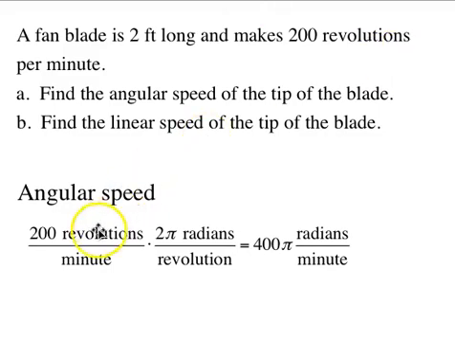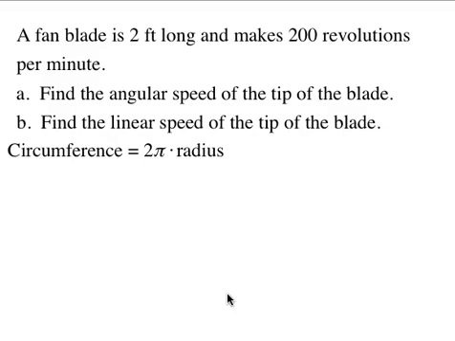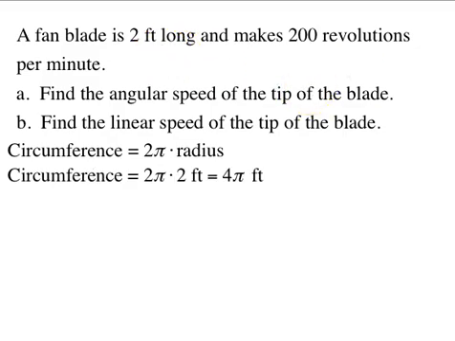So we're going to again start with 200 revolutions per minute, but we've got to convert revolutions to feet. And that's done by looking at circumference. So the circumference of a circle is 2 pi times the radius. Radius here is 2 feet long. So the circumference is 2 pi times 2 feet, or 4 pi feet. So 1 revolution is 1 circumference. 1 revolution is 4 pi feet.